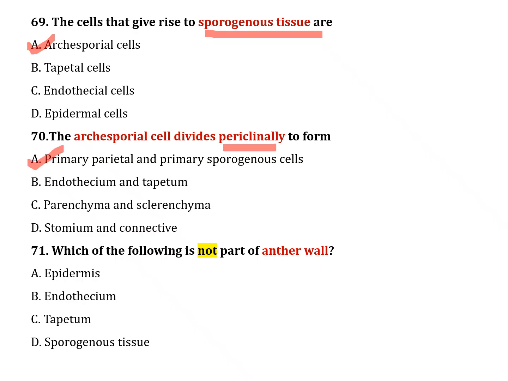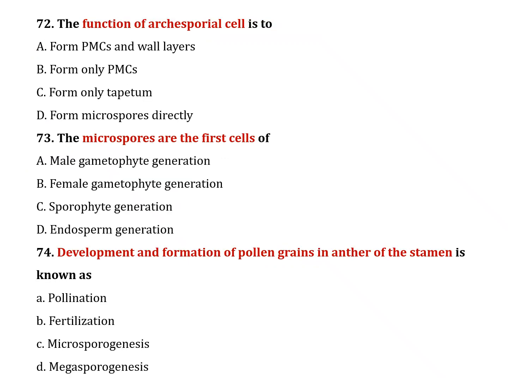The next question, number 71. Which of the following is not a part of the anther wall? Option A, epidermis; option B, endothelium; option C, tapetum; option D, sporogenous tissue. The correct answer is option D, sporogenous tissue.